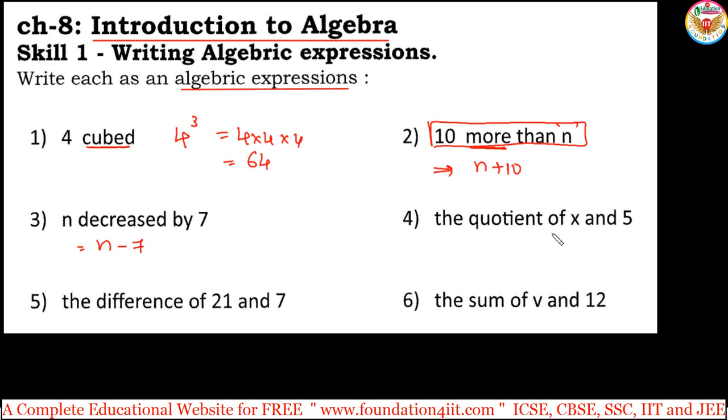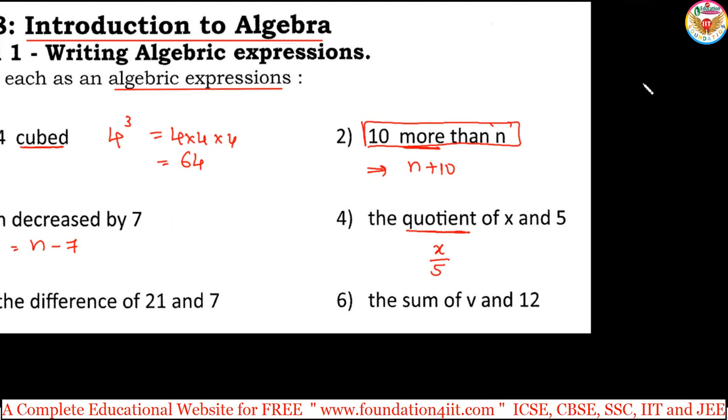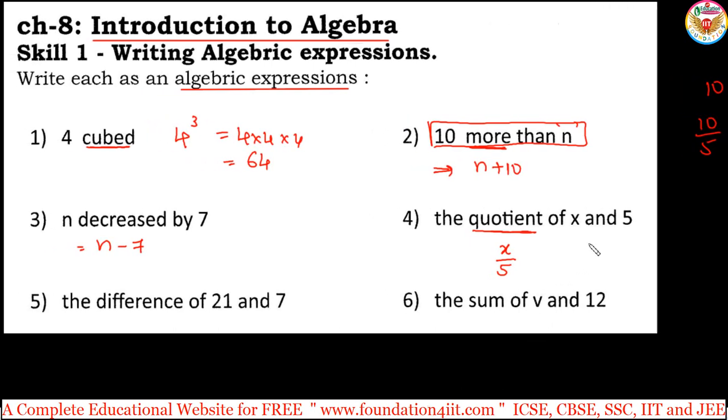Next one, the quotient of x and 5. Quotient means division. We need to divide x and 5, so x divided by 5. For example, what is the quotient of 10 and 5? It means 10 divided by 5, so 2. Okay, that is, the quotient of x and 5 is x by 5. Difference of 21 and 7. Difference means subtraction. These two numbers' subtraction. 21 minus 7 is the difference of 21 and 7. So the answer is 14. That is what you need to solve in the problems.